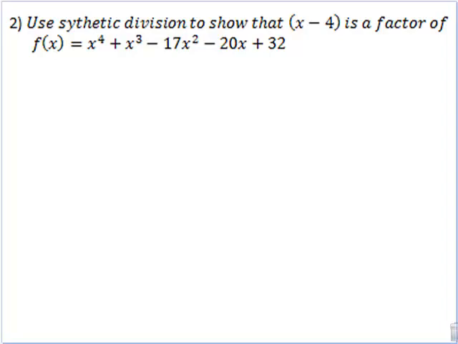So what would be my numbers lined up at the top for synthetic division? 1, -17, -20, 32. Yep. And now over here in the box, I don't know what goes in there. Well, we want to show that x minus 4 is a factor. If x minus 4 is a factor, what number would actually be the solution? Positive 4, because x minus 4 would have to be 0 for it to be a solution. So we'd want to put a positive 4 over here.